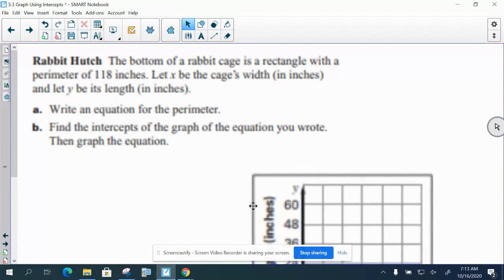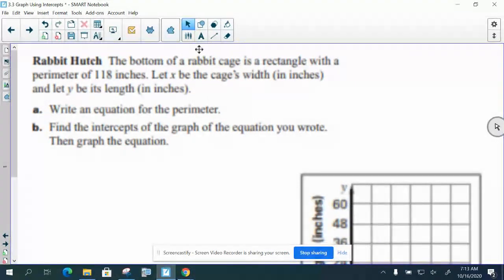I was trying to wait to see if my smart slate would wake up this morning, but it looks like it's still trying to wake up. So I'm just going to use my mouse. Forgive me, my handwriting might be a little messy in this lesson.